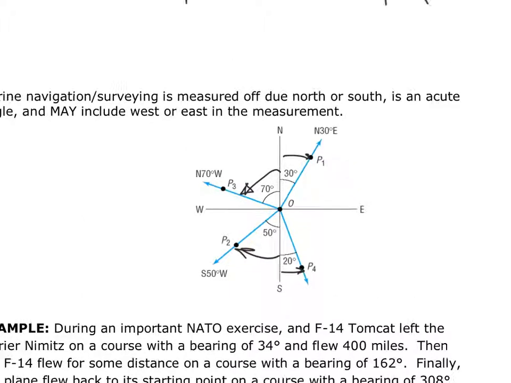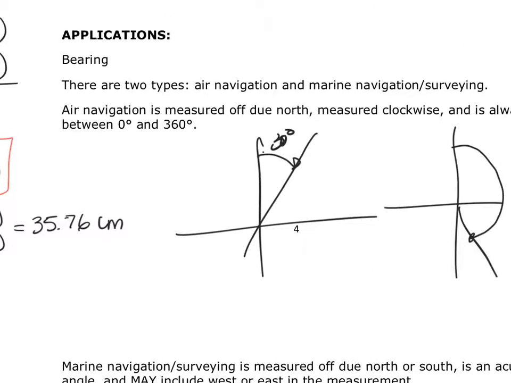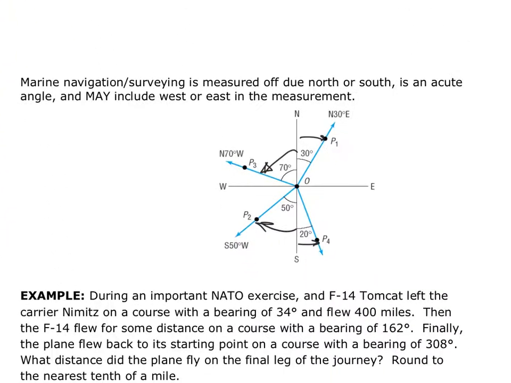So airplane navigation is only one thing, and it's always clockwise. If I say it's 270 degrees, that's 270 degrees clockwise off the north. Marine navigation will give you the angle off the north or the south in the east or the west direction.